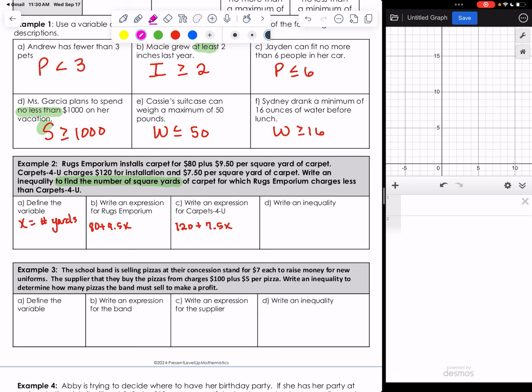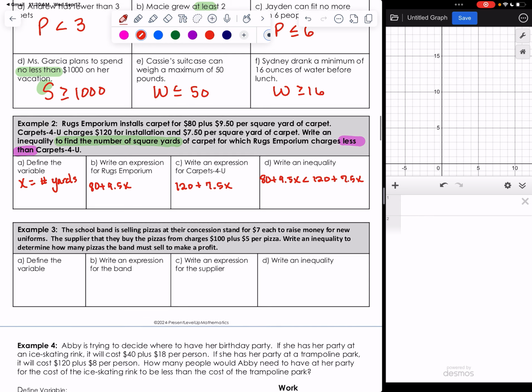It said, write an inequality to find the number of square yards of carpet for which Rugs Emporium charges less than Carpets for You. So we want the Rugs Emporium equation, which is 80 plus 9.5x, to be less than the Carpets for You, which is 120 plus 7.5x. And on this particular problem, they don't want us to solve that inequality. They just wanted you to write it.